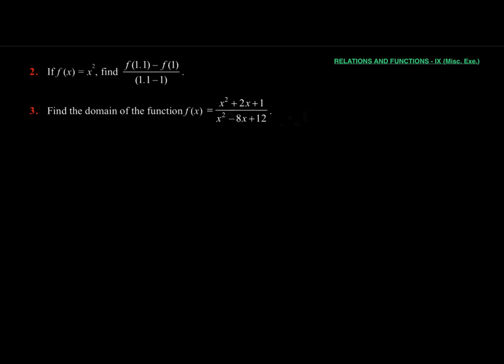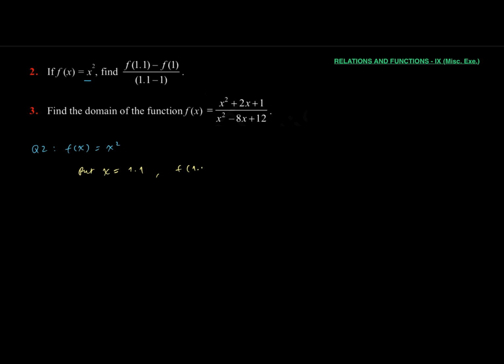Towards the next question. Question number 2 is, if f of x is equal to x squared, find f of 1.1 minus f of 1 whole divided by 1.1 minus 1. So in question number 2, we are given with function f of x equal to x squared. Now we'll be putting value of x 1.1 and 1, and then finding the value of this very expression. So first of all, we'll put x equal to 1.1.